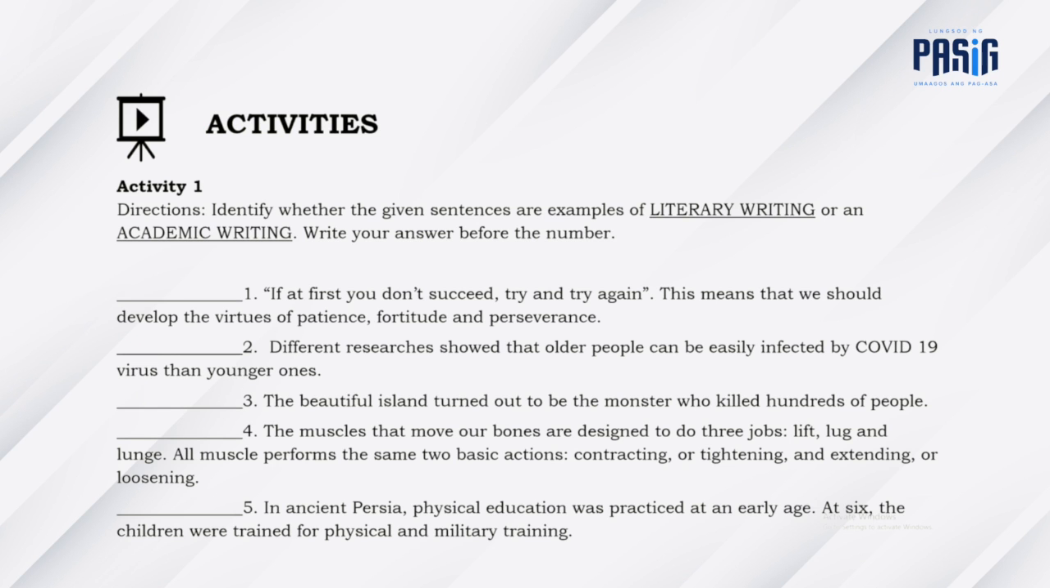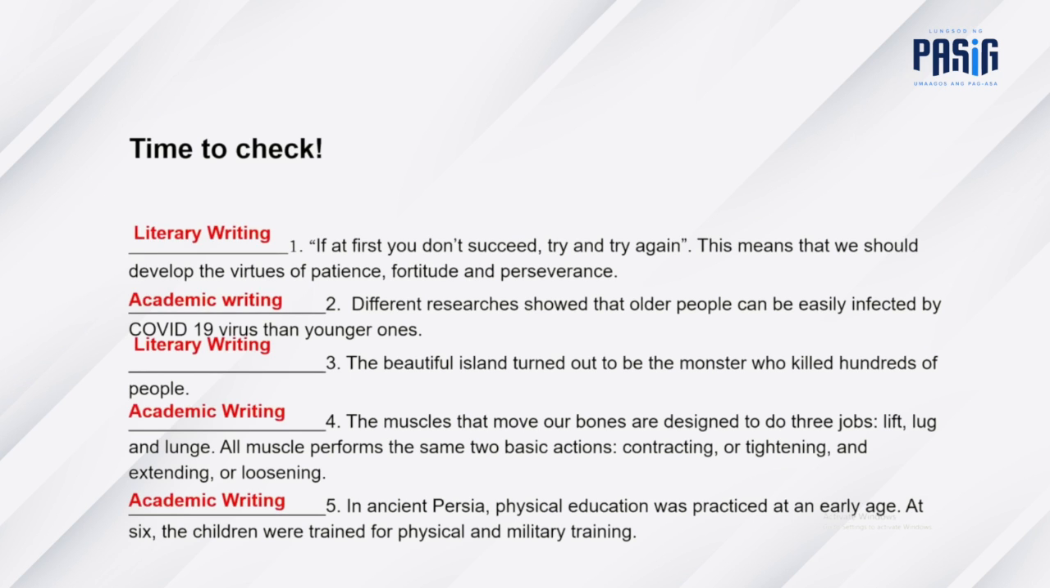Activity number 1. Directions. Identify whether the given sentences are examples of literary writing or an academic writing. Write your answer before the number. Time's up for activity number 1. Here are the answers. 1. Literary writing. 2. Academic writing. 3. Literary writing. 4. Academic writing. And 5. Academic writing.